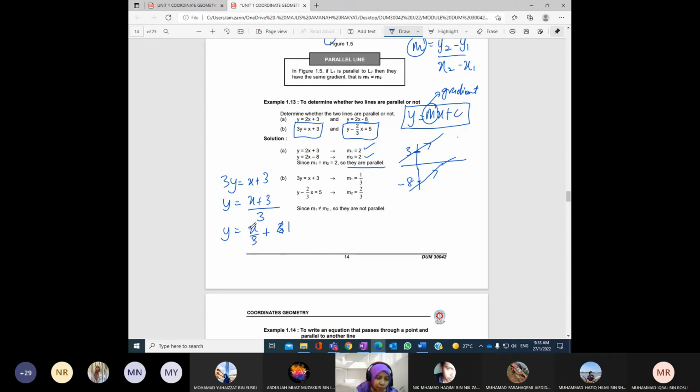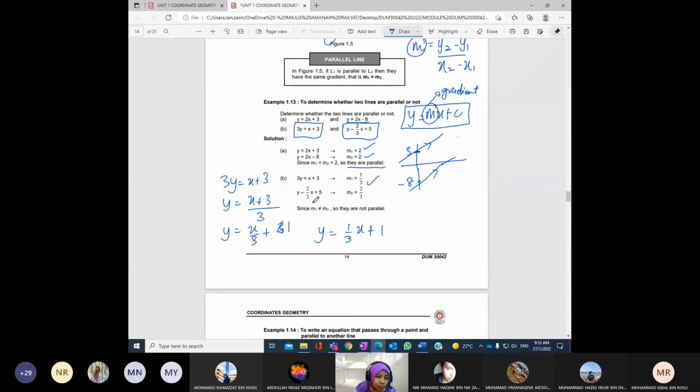Because the coefficient of x adalah macam kita memahamkan dia seperti inilah. Kan? X over 3 tu maksudnya 1 over 3x plus 1. Jadi kita nampak gradient dia adalah 1 over 3.